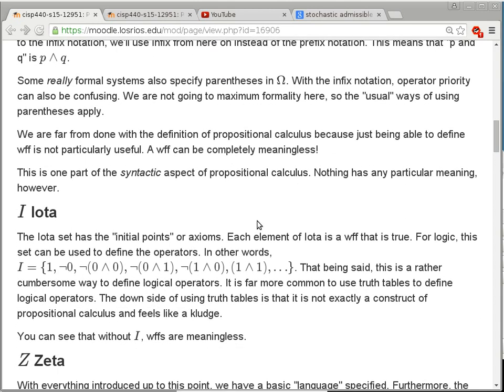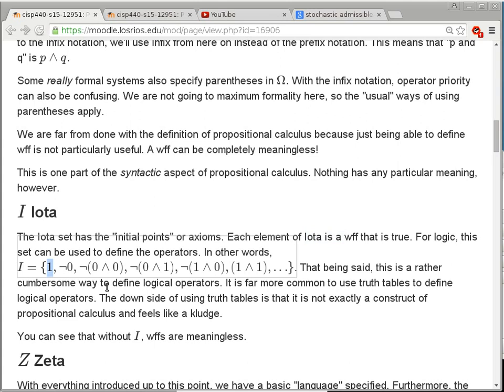But there's no meaning up to this point, okay? This is one part of the syntactic aspect of propositional calculus, but nothing has meaning up to this point, because the meaning is associated with the iota set. The iota set is basically the initial point or axioms. So each element of iota is a WFF or a well-formed formula that is true. And we don't question why they're true. They're just known to be true. So at this point, we'll go ahead and introduce these well-formed formulae that are true to begin with. We don't question why these things are true.